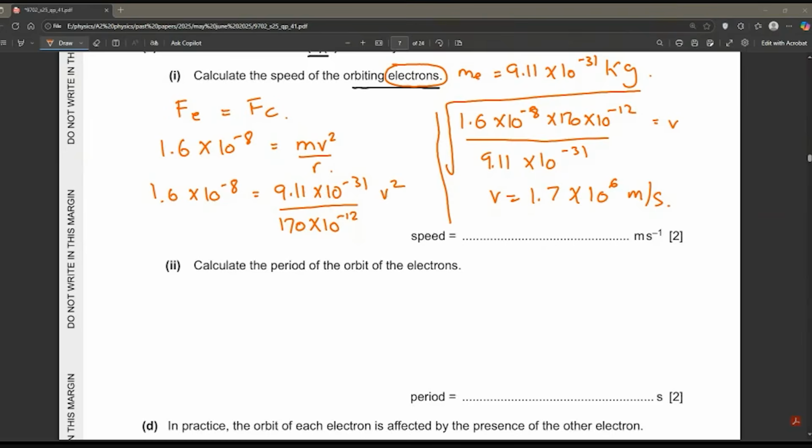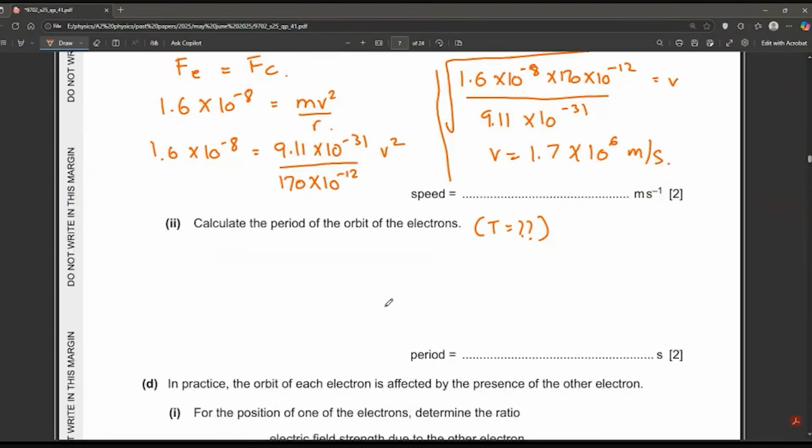Let's move ahead. Now you have to calculate the period of the orbit. What do we have to calculate, sir? We have to calculate the time. How will we do that?